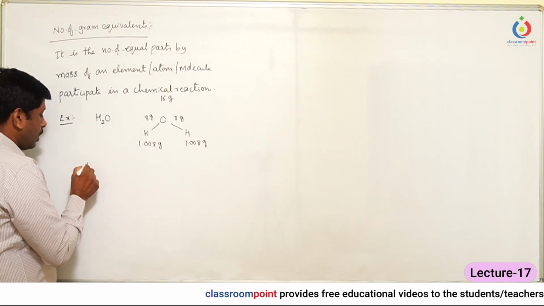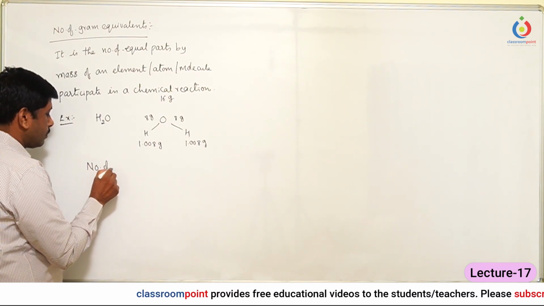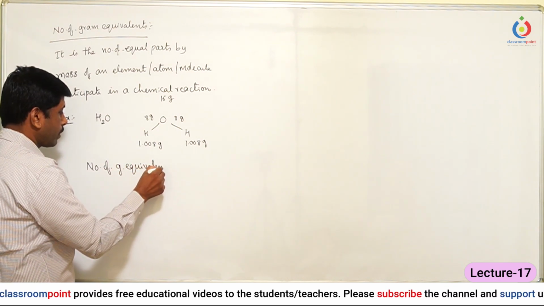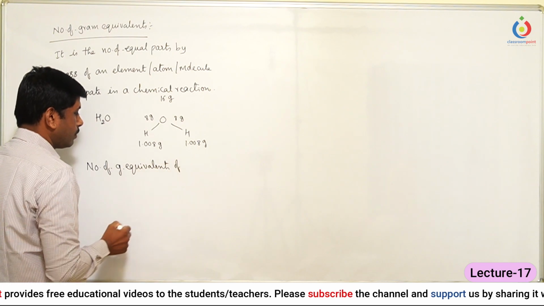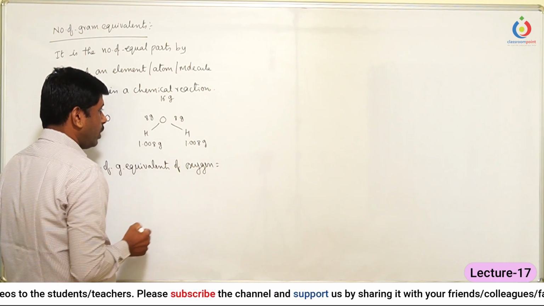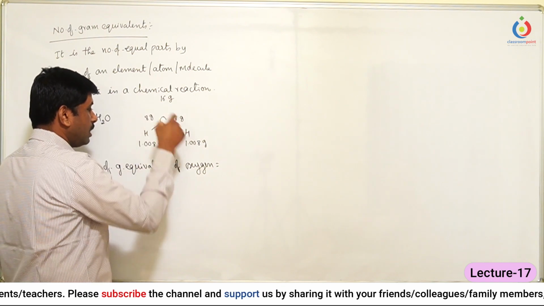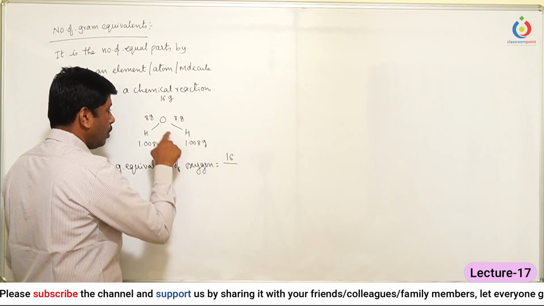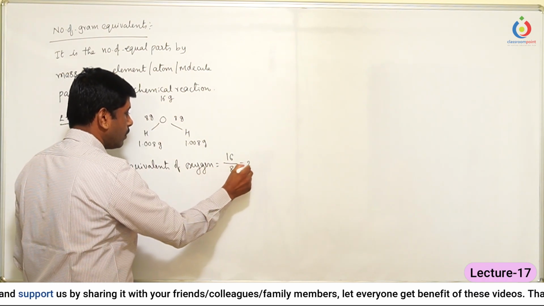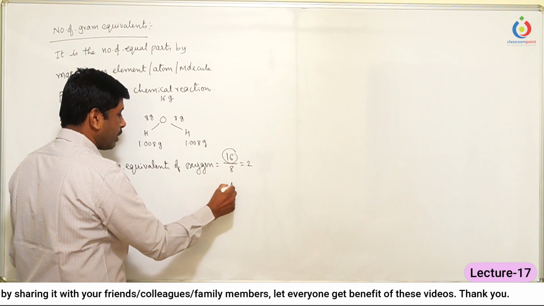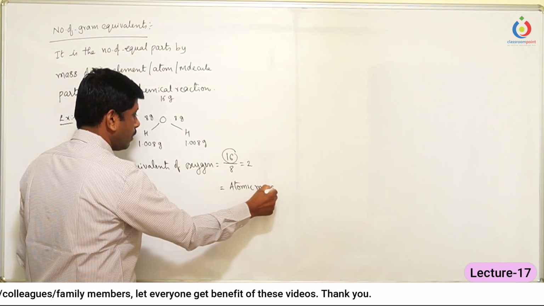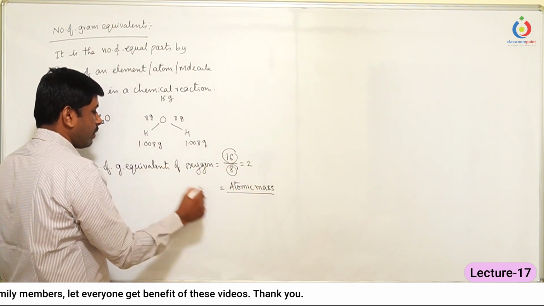So here, the number of gram equivalents of oxygen. How did we get this? Here 16 grams is divided into 2 parts. So 16 divided by 8, you will get 2. Here 16 is the atomic mass, whereas 8 is the equivalent mass.